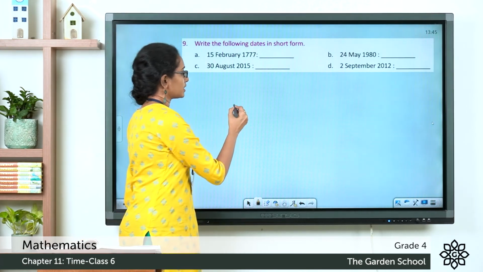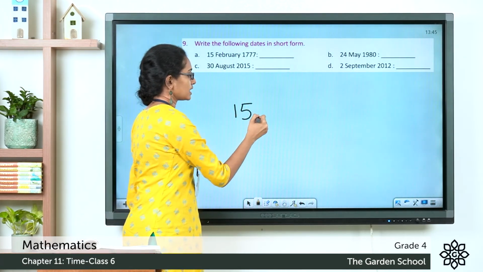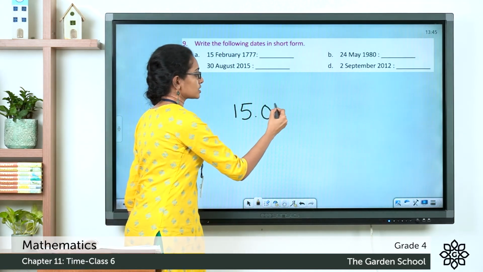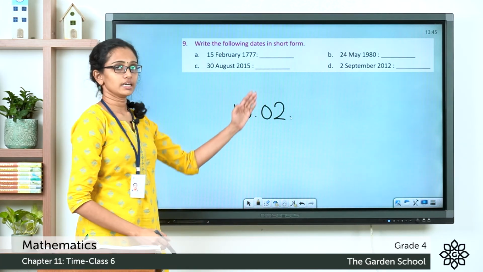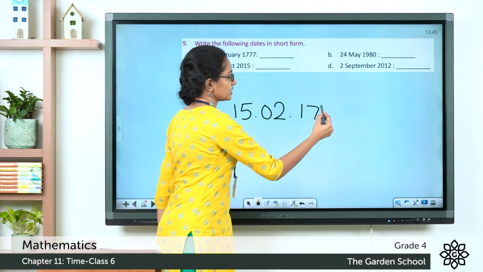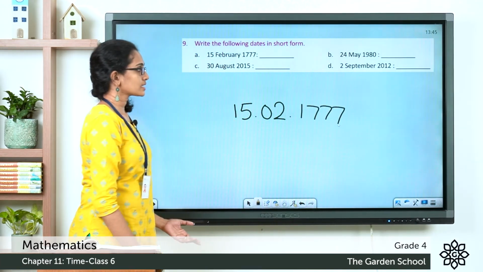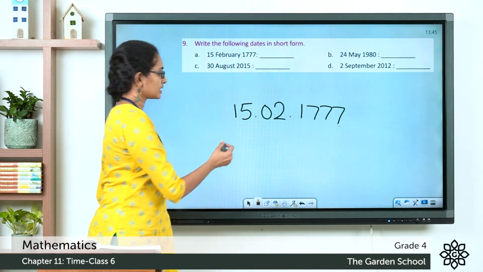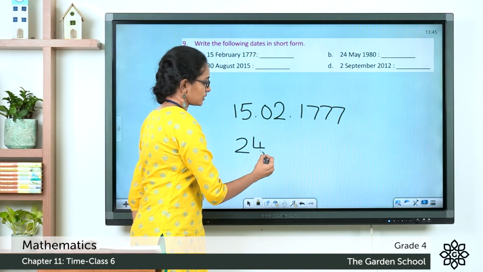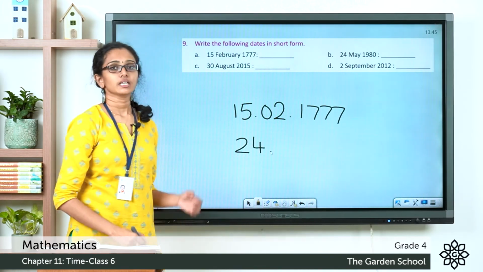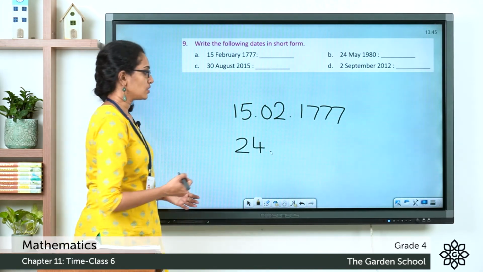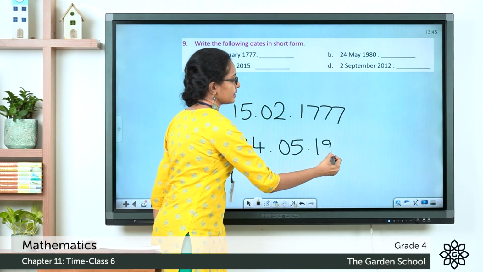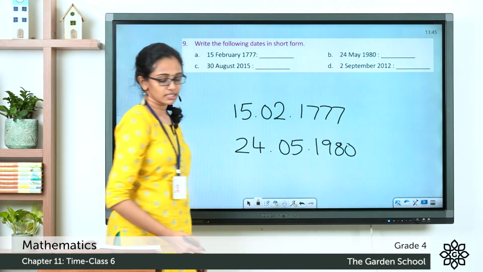So 15 February can be written as 15, then a dot. February is the second month of the year, so you can write 02, then the year, 1777. Now the second one, 24 May 1980. So that in short form will be written as 24, and May is the 5th month of the year. So it will be 24.05.1980.